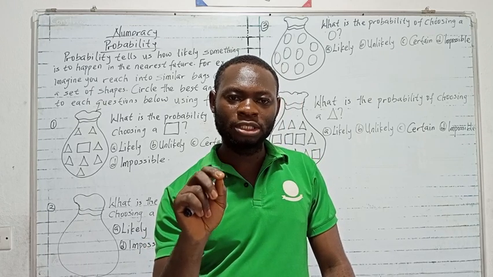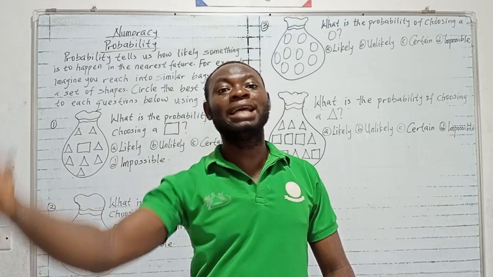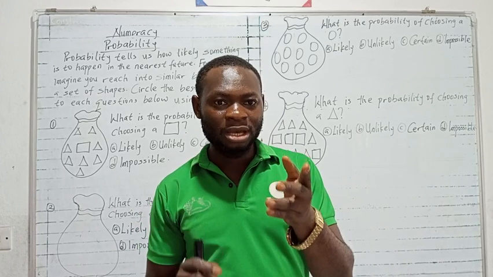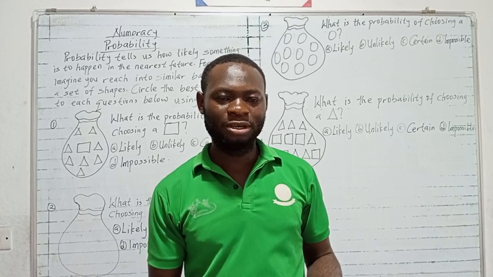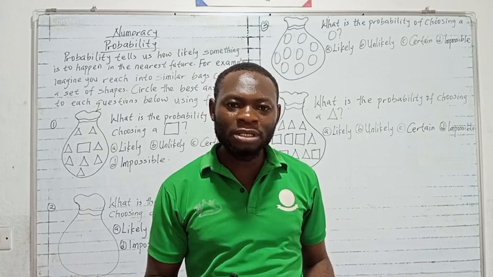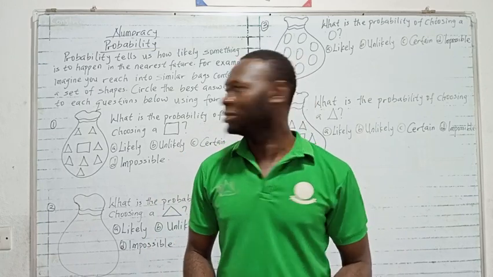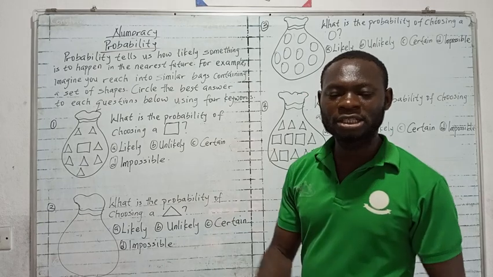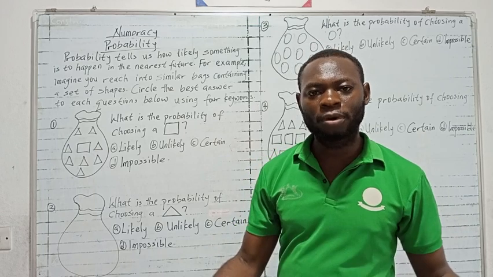How possible is it that you will go to school? The higher the possibility, the higher the probability of going to school. What is the chance that you will see an elephant in your environment? Is there any high chance of seeing an elephant in your environment? Then that is probability. So probability simply means the possibility of an event to happen. Probability tells us how likely something is to happen in the nearest future. The likelihood of an event to occur is what we call probability.